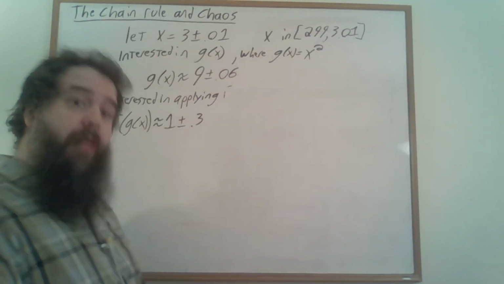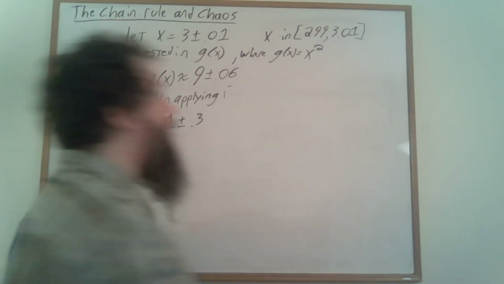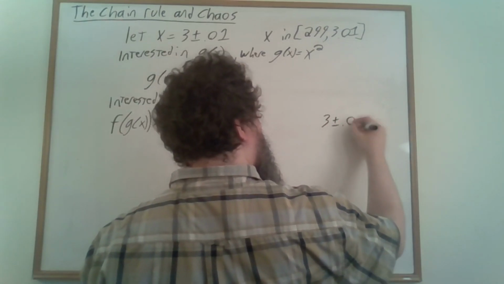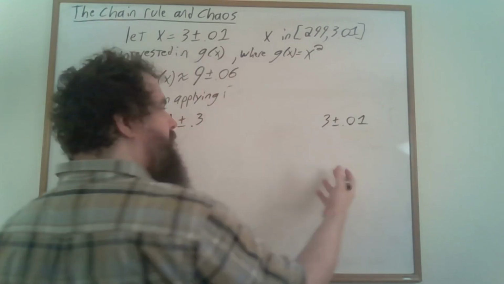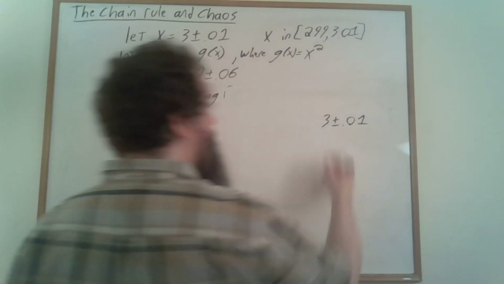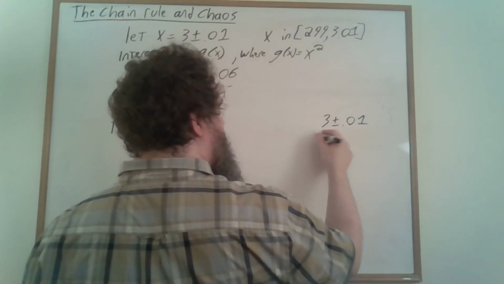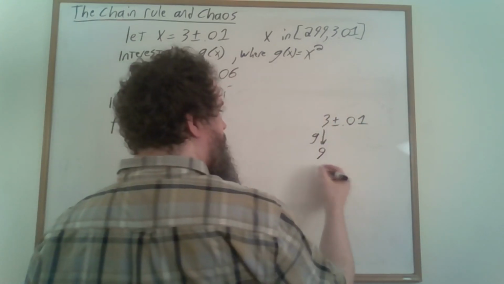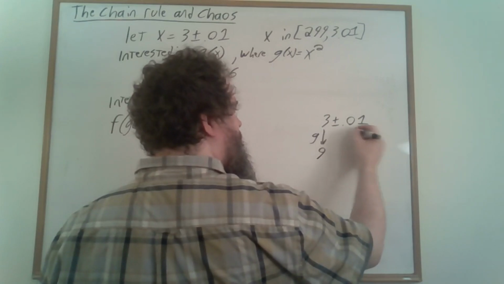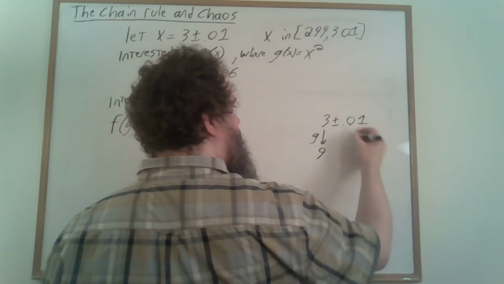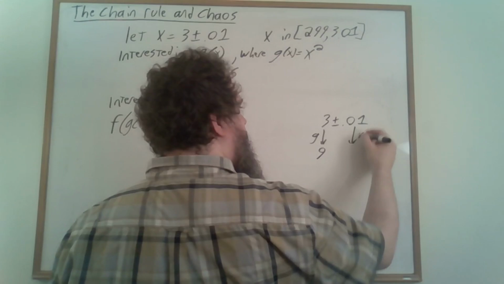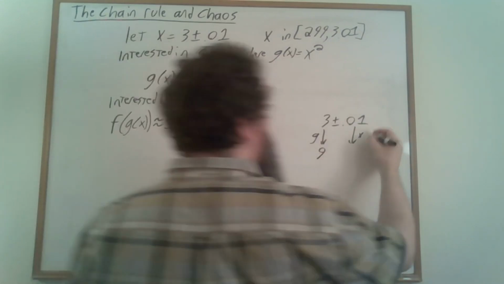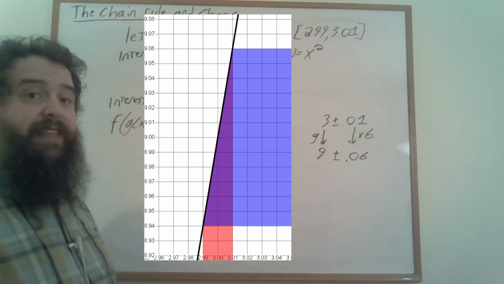So it might help to plot out what we've done here. We started off with 3 plus or minus 0.01, and then we wanted to apply the g function to this. So we applied g to our 3 to get 9. Again, g was our squaring function. And then in order to deal with the uncertainty, we multiplied by 6, by g prime of 3. And that looked like this.